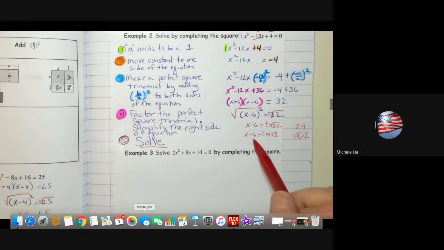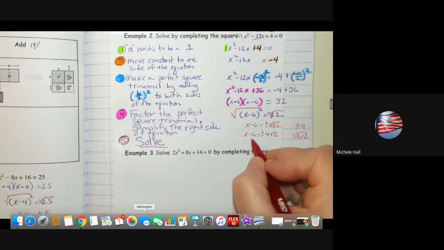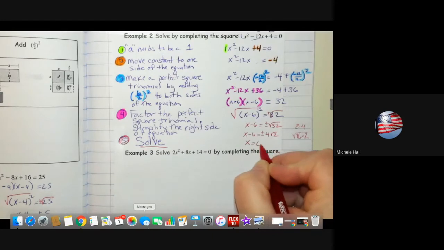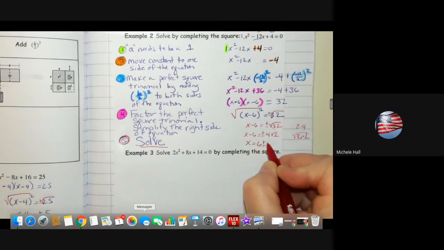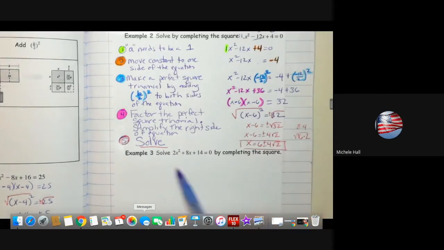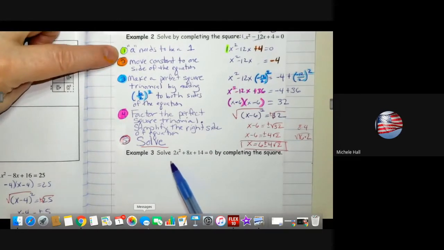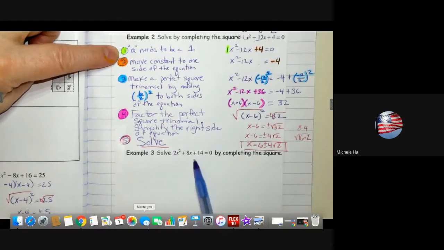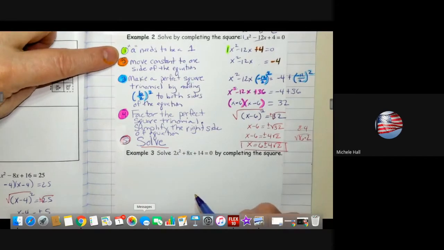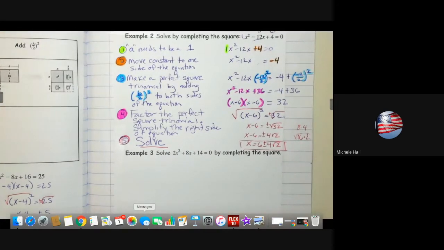And then we're going to shift the 6 to the right-hand side. The opposite of a negative 6 would be to add 6 to both sides. X equals 6 plus or minus 4 square roots of 2. Solve by completing the square. Step 1, make sure that the a is a 1, and it's not. So what we're going to do is we're going to divide it out.